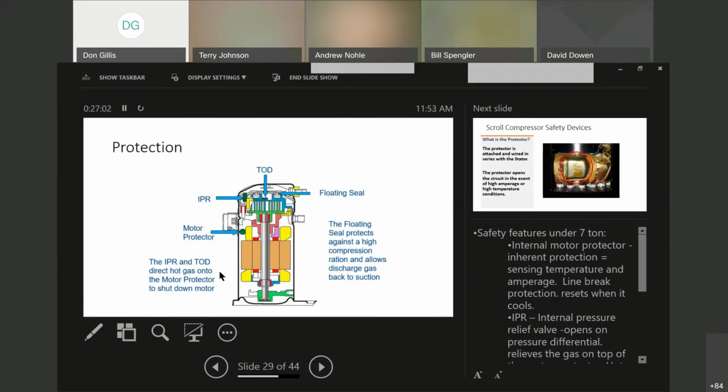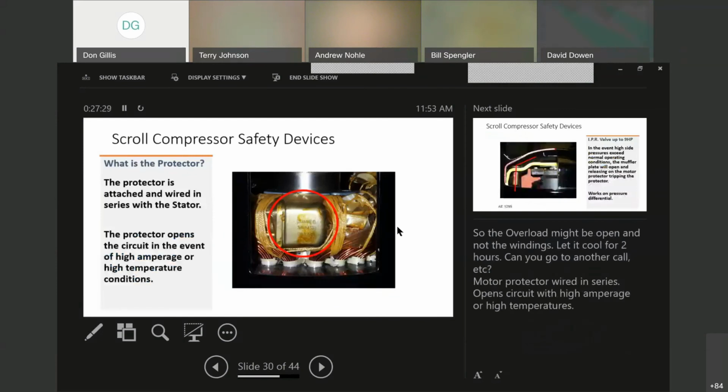The IPR and the TOD direct hot gas on the motor protector and shut down the motor, okay? And the floating seal protects against high compression ratio and allows the discharge gas back to the suction side as it drops down. We'll talk a little more about that. Remember that high compression ratio is the #1 reason for high heat, and heat is the #1 killer of compressors. We talked about this the other day. So this is our scroll compressor safety device.